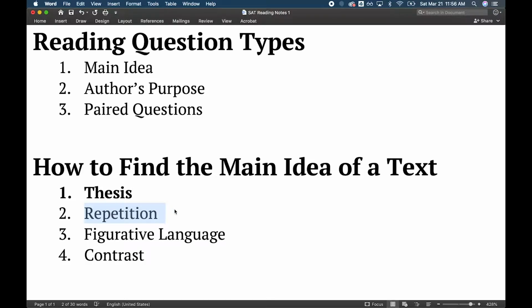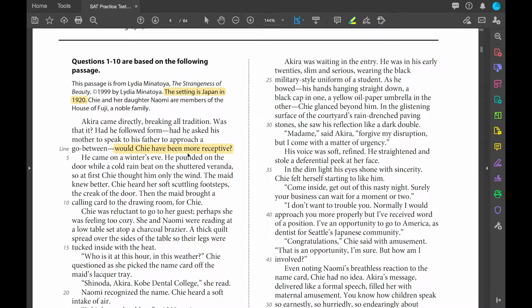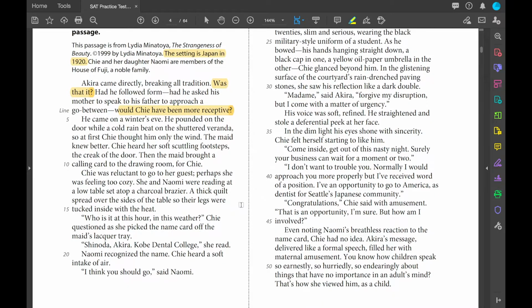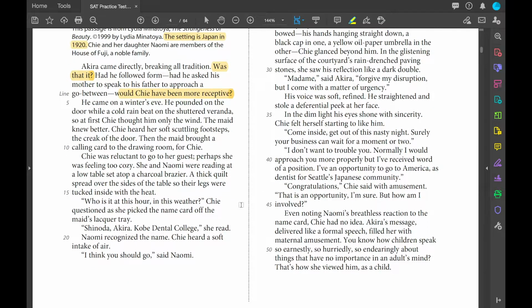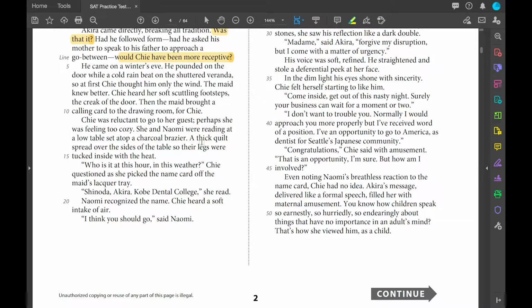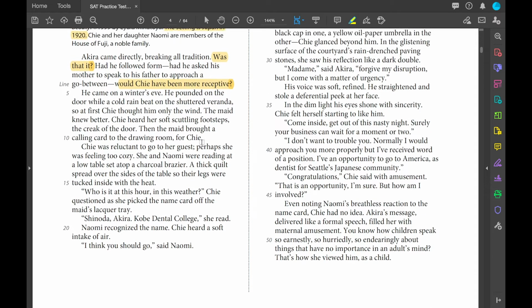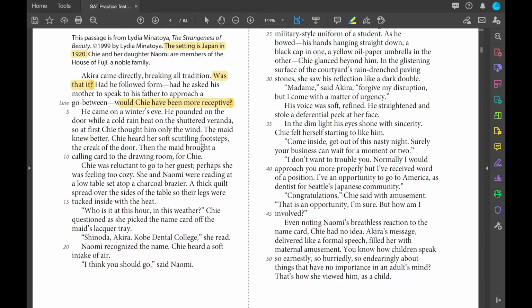All right, we also want to look for repetition, so things that are repeated. So we have a couple questions here. You see the question mark here. You see the question mark here. So you can say, all right, he's using repetitive questions. So he's saying, was that it? Had he followed form, would Chia have been more receptive? So this guy is heartbroken. He's wondering, all right, what could I have done in Chia that may have made Chia agree to the marriage? All right, we also have a couple examples of repetition later throughout the passage, but I think you get the idea, where it's just a lot of asking her for the hand in marriage.